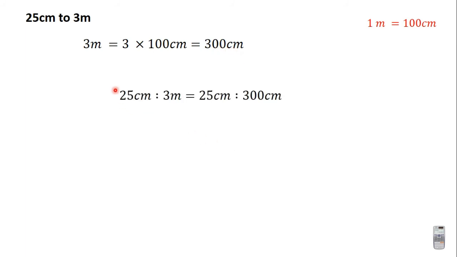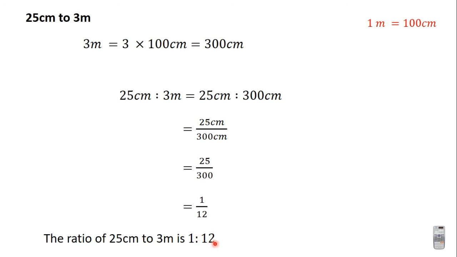So our ratio, which is 25 centimeters is to 3 meters, is now 25 centimeters is to 300 centimeters. We can express this in terms of a fraction as 25 centimeters divided by 300 centimeters. Centimeters and centimeters will cancel out, so you have 25 divided by 300. 25 divided by 300 will give us 1 divided by 12. 1 divided by 12 can be expressed in a ratio as 1 is to 12. So the ratio of 25 centimeters to 3 meters is 1 is to 12.